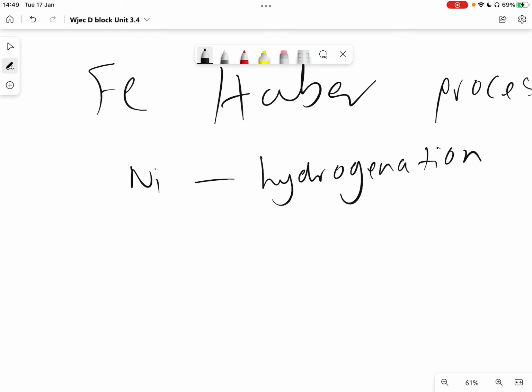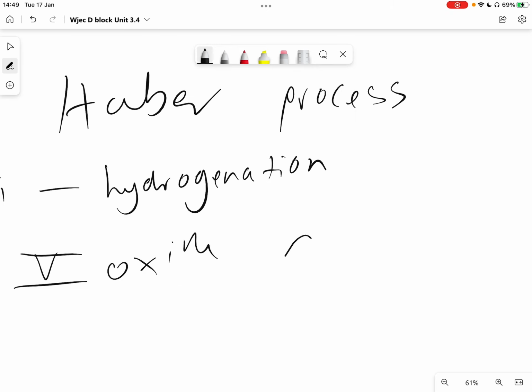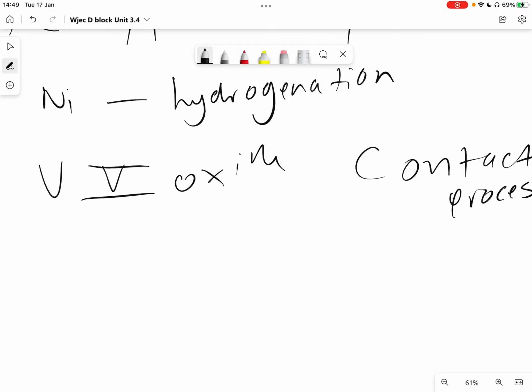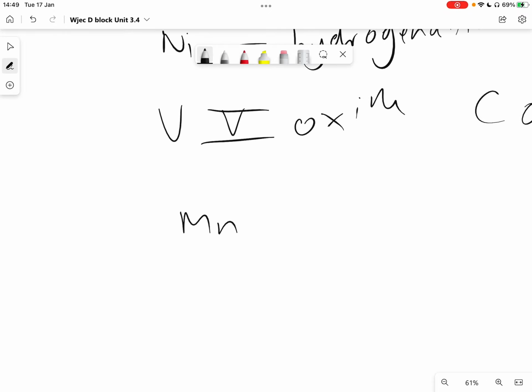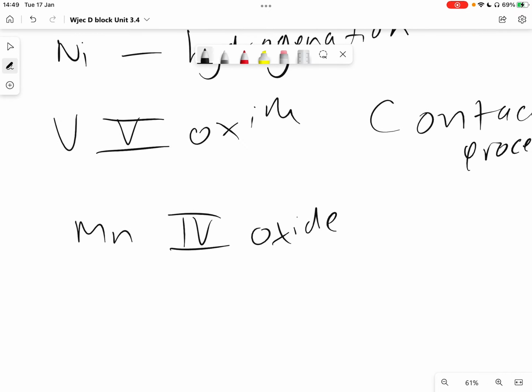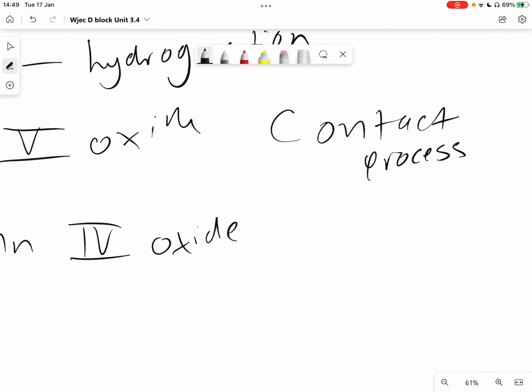And then you've also got vanadium 5 oxide. This is used in the contact process. And then the last one is manganese 4 oxide, and this is used in the catalytic decomposition of hydrogen peroxide. So therefore you should be aware of those.